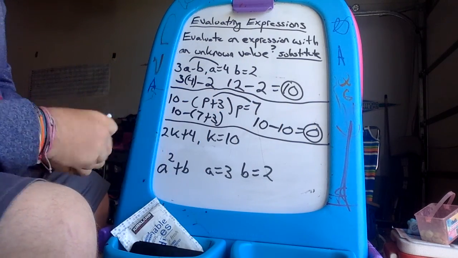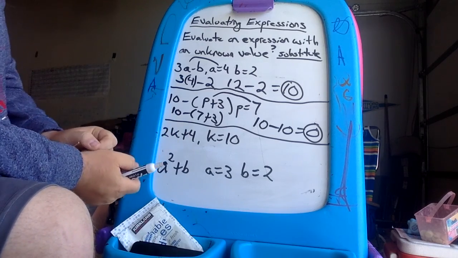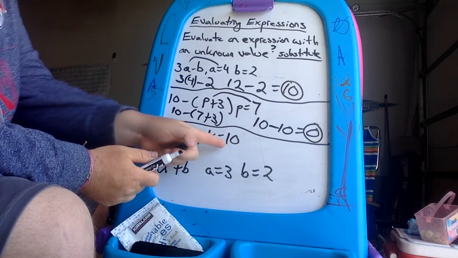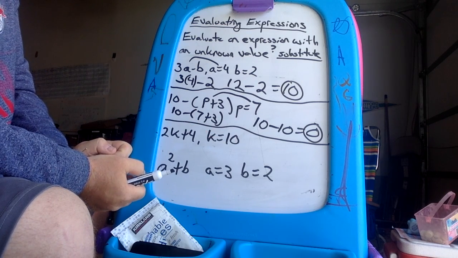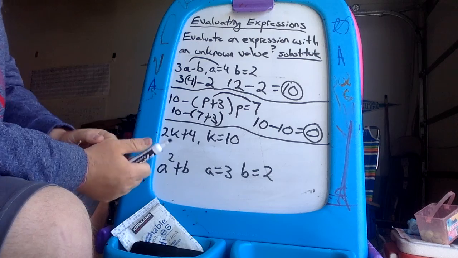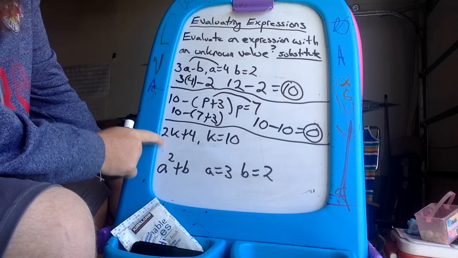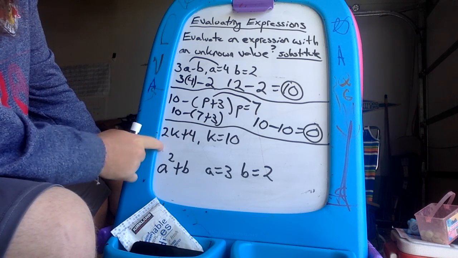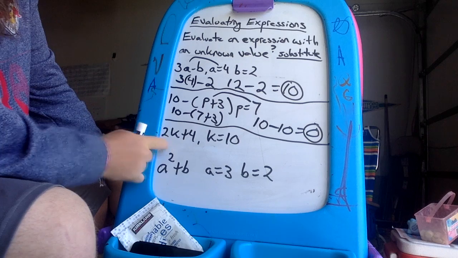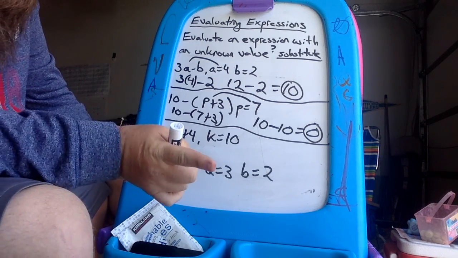Okay? Now moving to the next one. We have 2k plus 4. And k is the unknown value. And I'm letting you guys know that k stands for the number 10, okay, for the variable. So again, write it as you see it, but again, look as I'm writing it. What do you notice about the 2 and the k? What operation do you know you have to do? Are you adding, subtracting, multiplying, dividing?